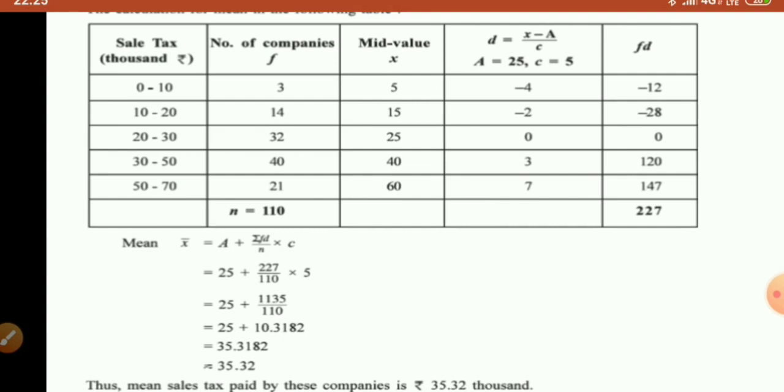The mean sales tax paid by this company is 35.32 thousand rupees. So the final answer will be written like this. In this way you can solve the sum based on mean by two methods, the simple method and the shortcut method.